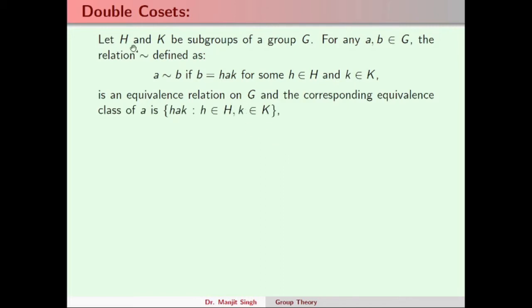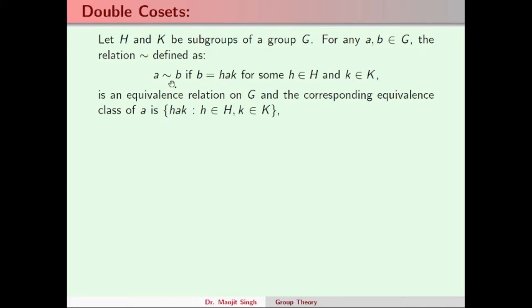So we explain here how double cosets can be defined and what happens when we consider double cosets. Let H and K be two subgroups of a group G, and if you take two elements A and B of the group G, then we can relate these two elements by writing B equal to H A K, for some h belongs to H, k belongs to K. So we say A is related to B if B can be expressed in this form.